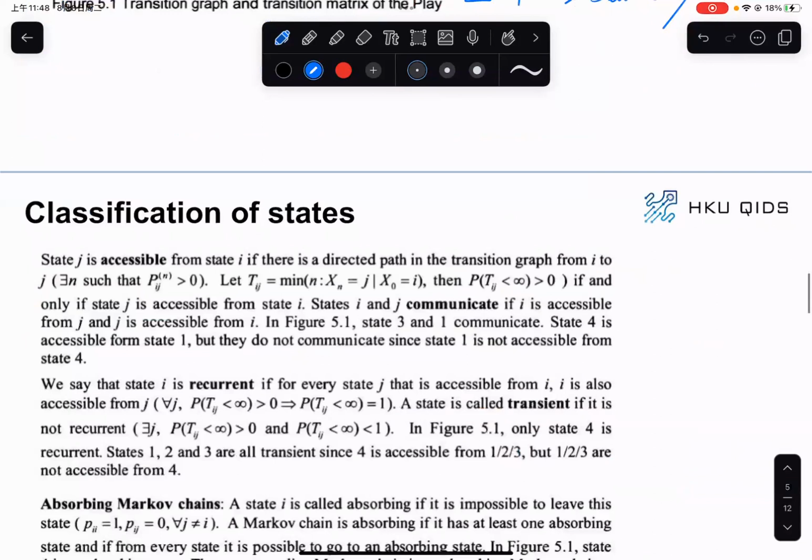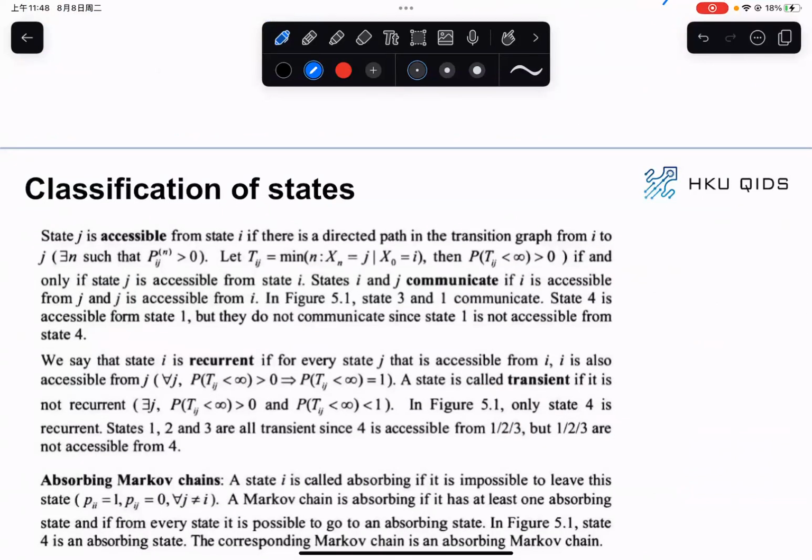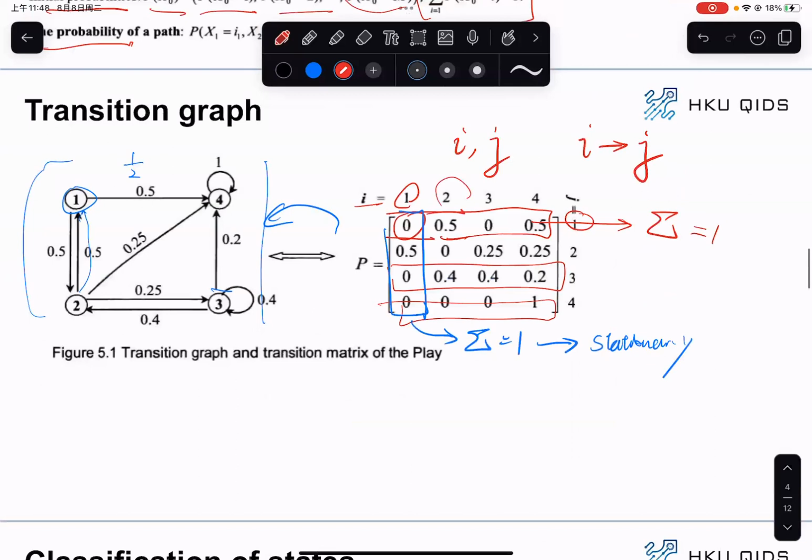And now let's come to some advanced topics. So classification of states. So we will call a state J is accessible from state I if there is a direct path in the transition graph from I to J. And states I and J communicate if I is accessible from J and J is accessible from I. So we can go back to the plot here.